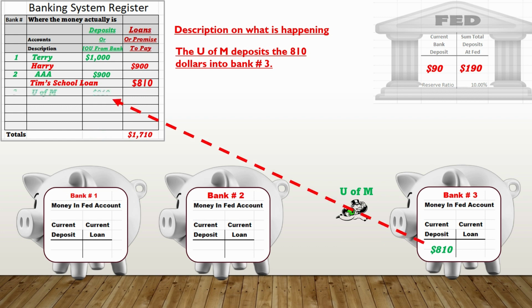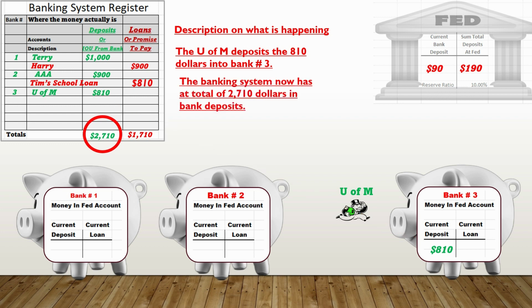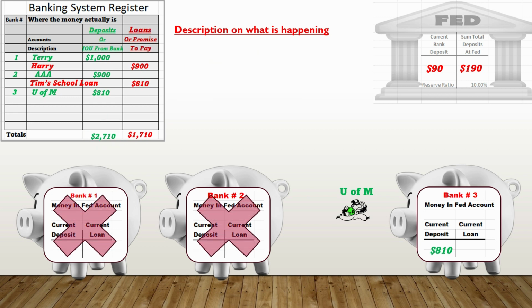Terry originally only deposited $1,000 in cash, but in only 3 banks that deposit has been transformed into $2,710 of bank deposits. What actually happened to Terry's original deposit? You can see all of the original money is technically left in both bank number 1 and bank number 2. The Federal Reserve System has $190 of bank number 1 and bank number 2's money, but that money is unusable to those banks because it must stay there to meet their reserve and capital requirements.